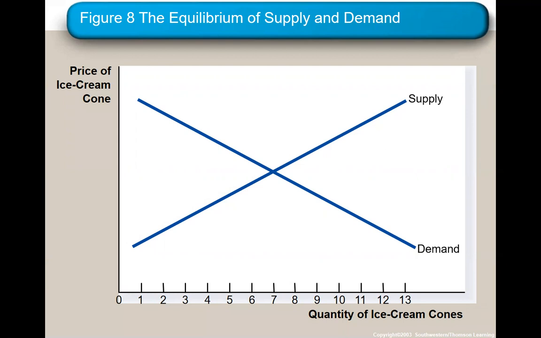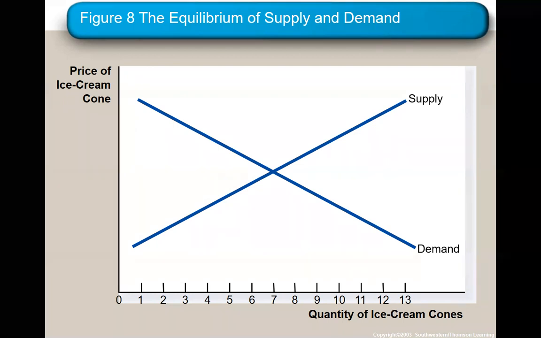Technology, I think you're familiar with. Expectations depend on future profit. So if, say, the price of ice cream is going up next month, suppliers are going to supply less now because they can make more in the future. Expectations depend on future profit. If the price of ice cream goes up in December, you're going to supply less now and supply more in December.